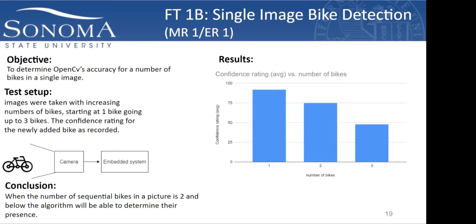When we have 1 bike in the frame, the confidence rating for that bike is around 90%. But when we have 2 bikes, for the second bike added in, it's only 75% confident that that is a bike. For the third bike, though, it is below 50%. It's about 45% confident that that third bike is a bike. So for this test, we determined that if the number of sequential bikes in a picture is 2 or fewer, we are fine with confidently determining that those are bikes. But once we add in a third, that is where the program might be prone to error.